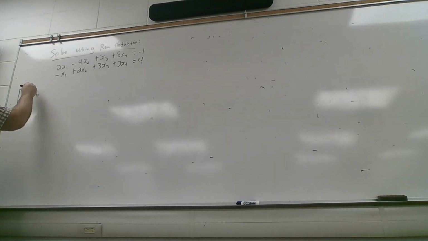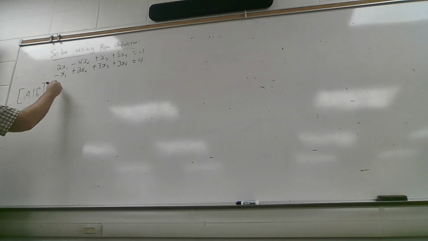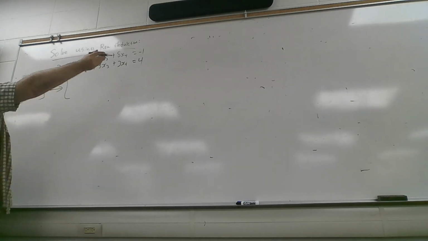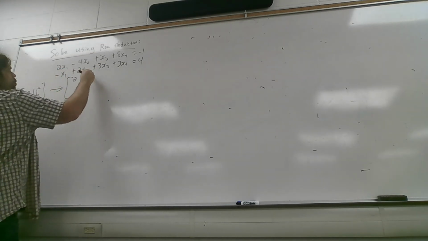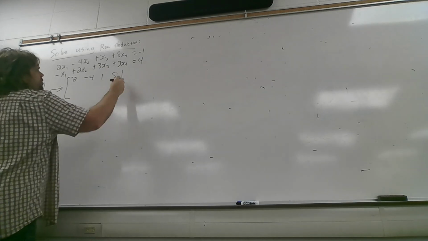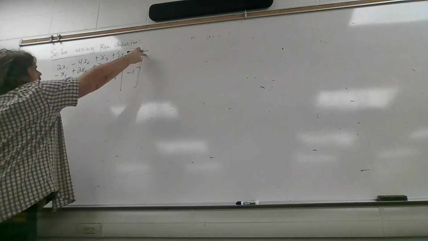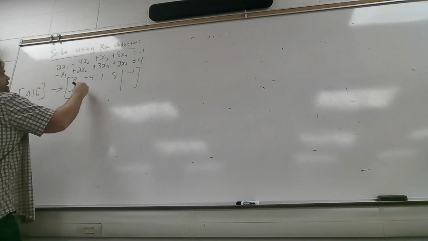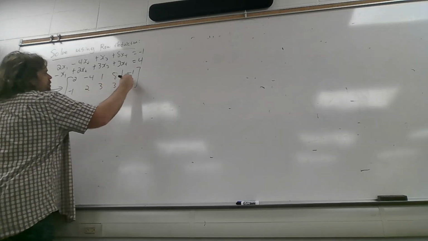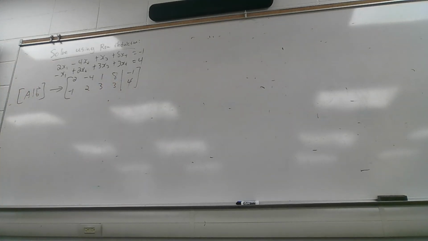So step 1, write this guy down. So we just read it off. 2, minus 4, 1, 8. Draw the slash, minus 1. It's on the other side of the equals. Minus 1, 2, 3, 3, and then a 4. All right, there we go. Boom, 1 mark. Easy. I love getting 1 mark.